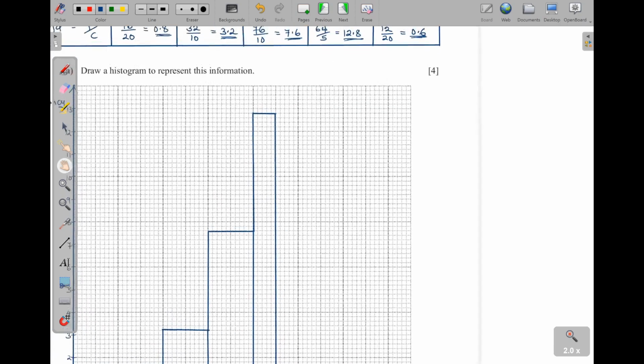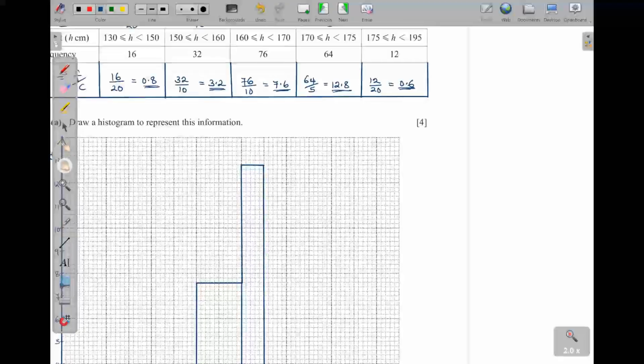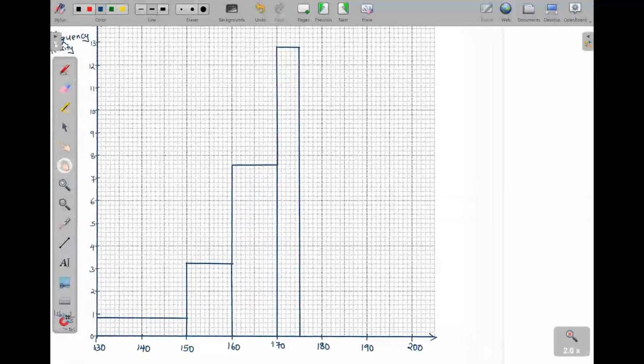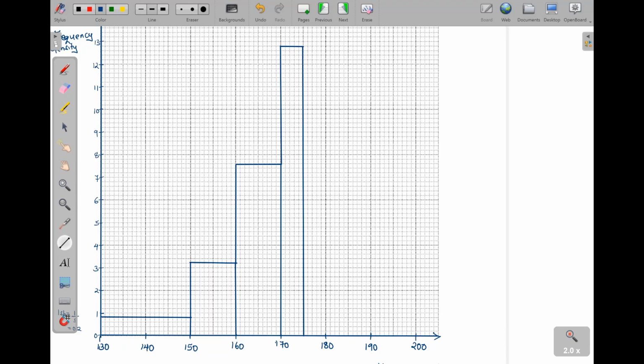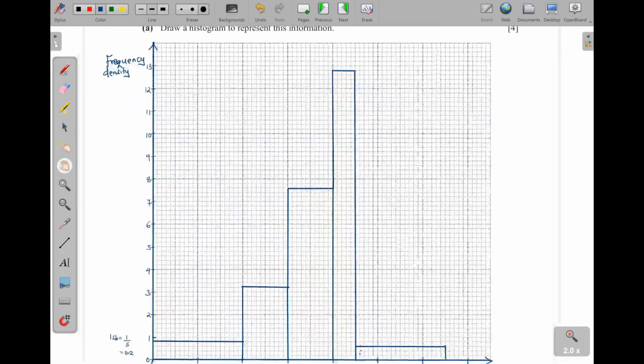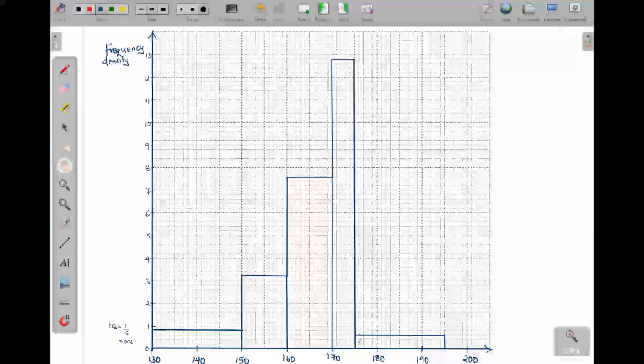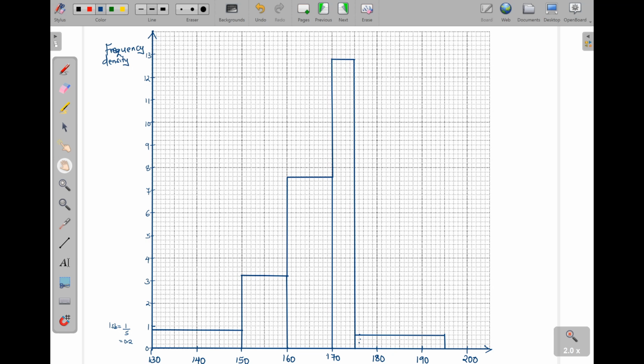Then after that, we are also going to have 175 to 195, 0.6. So 0.6 is 3 small boxes. 1, 2, 3. So it will be here at 195. So that is going to be our graph. I think you can see that it has covered almost 3/4 of the grid. Okay, that's a perfect graph.